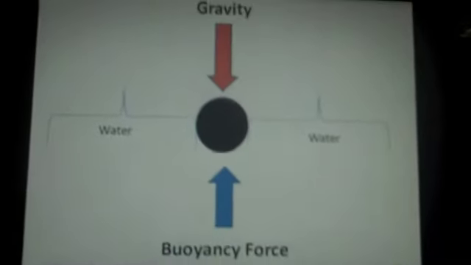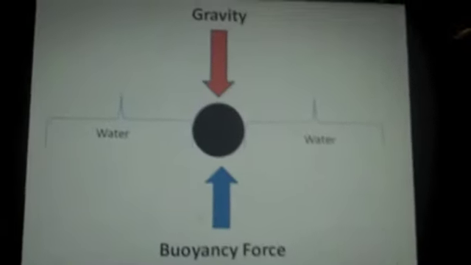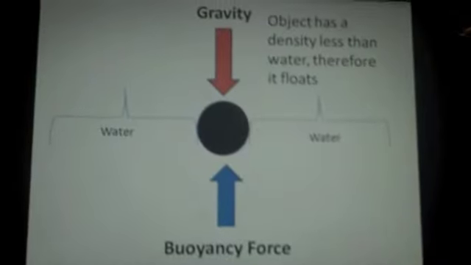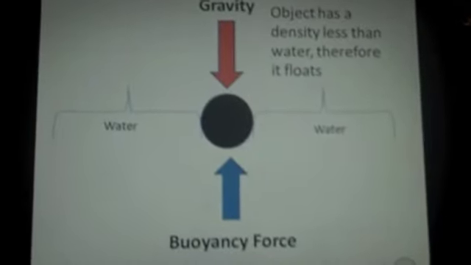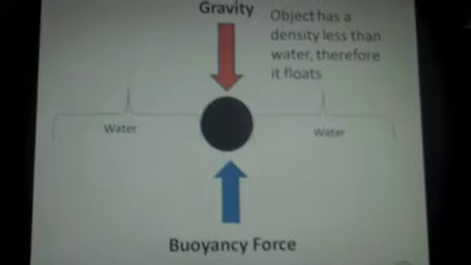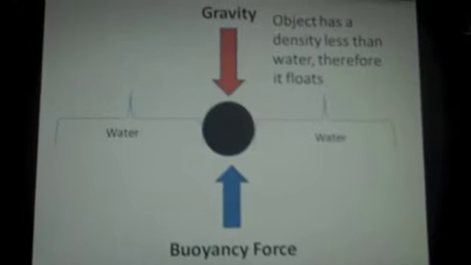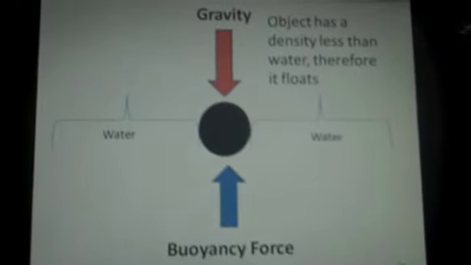Buoyancy is the upward acting force caused by fluid pressure that keeps things afloat. Archimedes' principle states that any object fully or partially immersed in a fluid is buoyed up by a force equal to the weight of the fluid displaced by the object. So the buoyant force is equal to the weight of the displaced fluid.